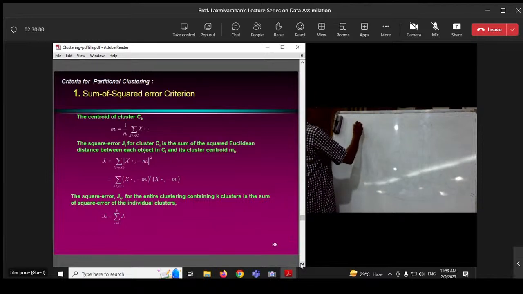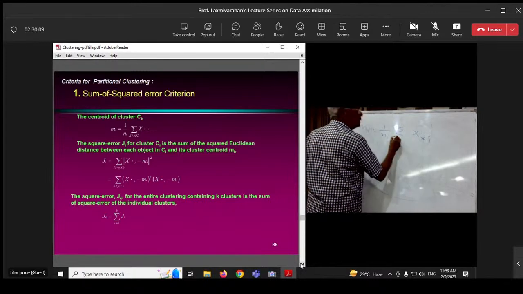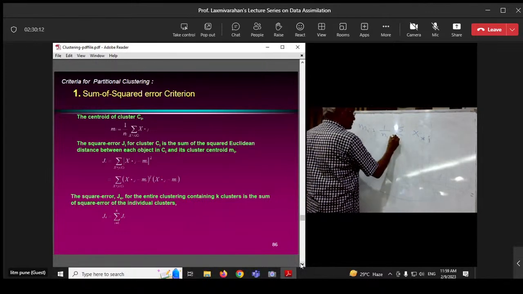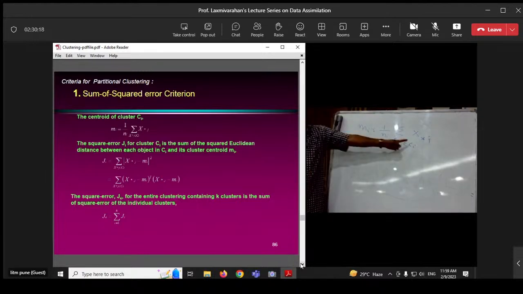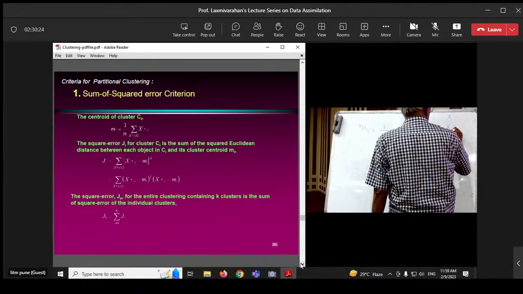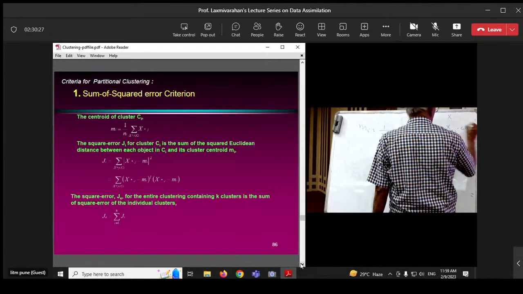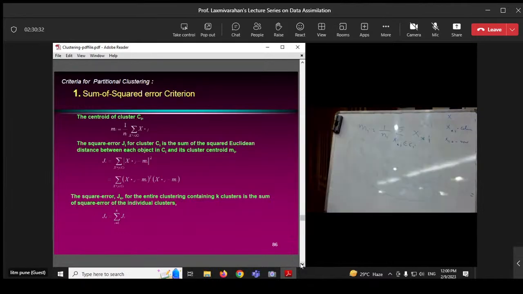So Mi, the centroid of the cluster, is the mean of the X star J such that X star J belongs to Ci. So this is the column. Please understand, in matrix theory, we have the following notation. X is a matrix. X star J is the column J. Xi star is the row. Ith row, jth column. Jth column means the second index is the same. Row means the first index is the same. So Xi star means ith row. X star J means jth column.